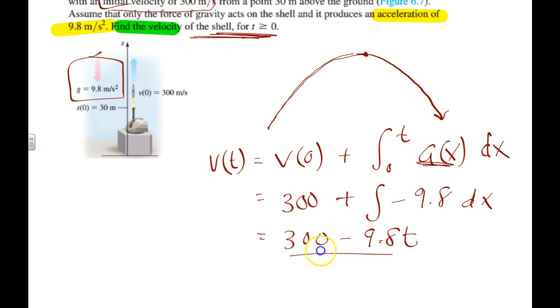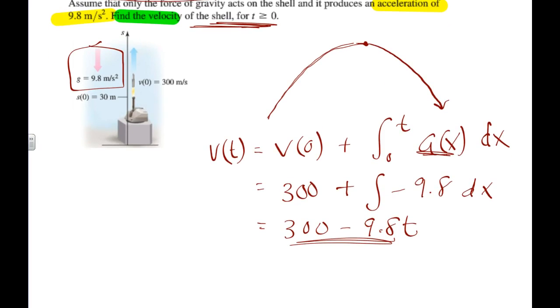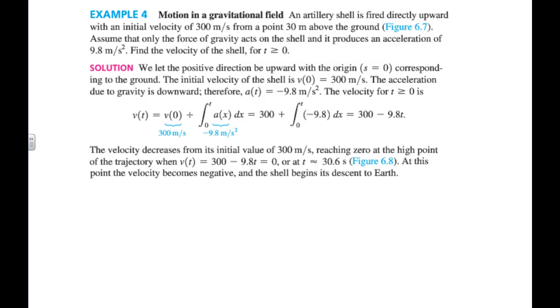So this is it. And so what's happening is that would graph this function where the velocity initially starts out decreasing until it reaches its highest point, and I could find that highest point by setting this equal to 0. So after about 30.6 seconds, I would be at the vertex, and from that point, the velocity would become negative, and then it would be descending back to Earth.